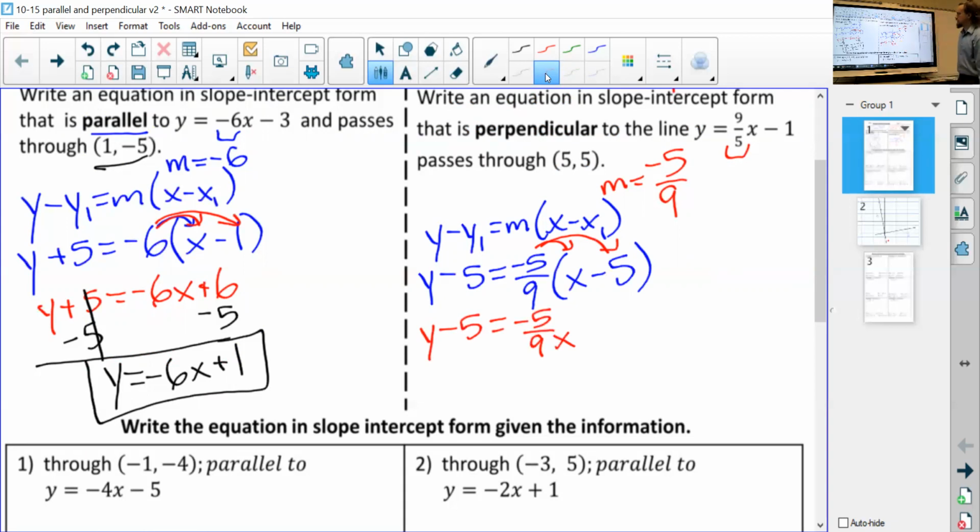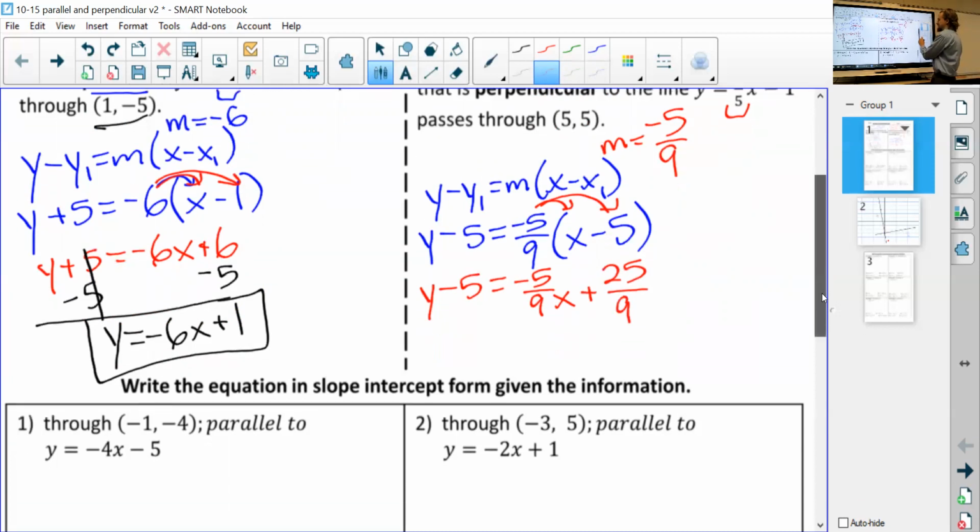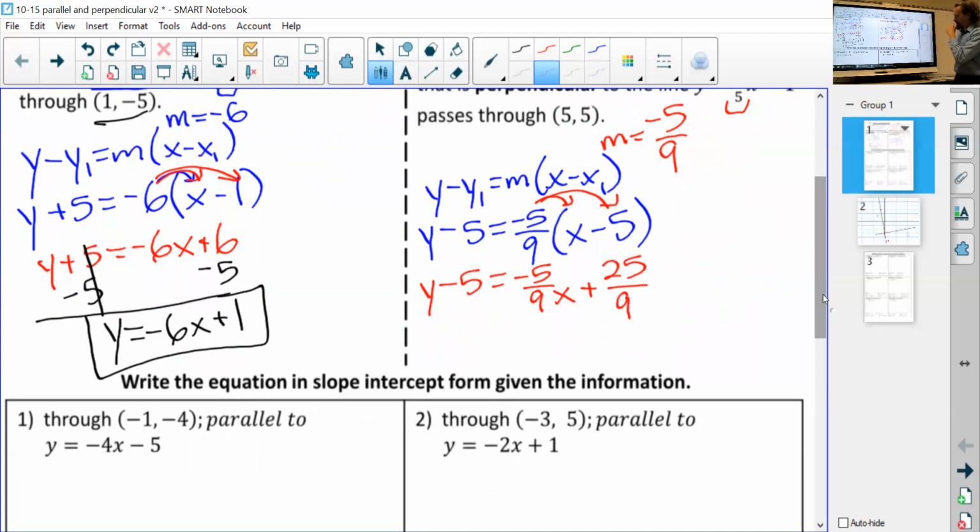Wait, that doesn't work out nicely. Ugh. I don't like this question anymore. All right, well, we'll go with it anyway. So this is going to be 25/9. Oh, that's gross. Why is this a question? I should have proofed this first. Unless I messed up, in which case I'm going to have to redo this whole thing. So let's just add 5 anyway. Let's just finish up while we're here.